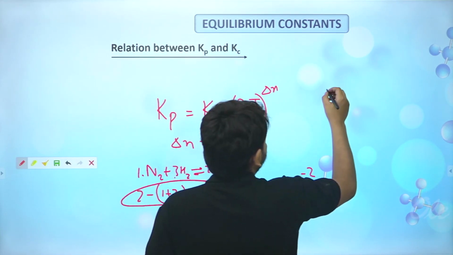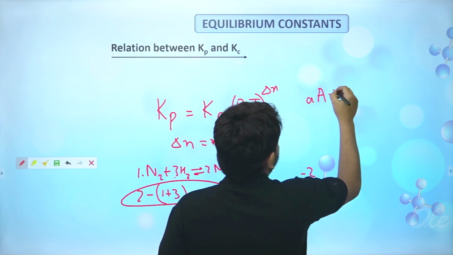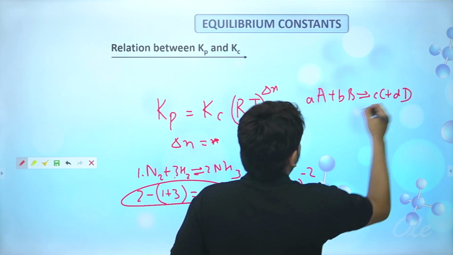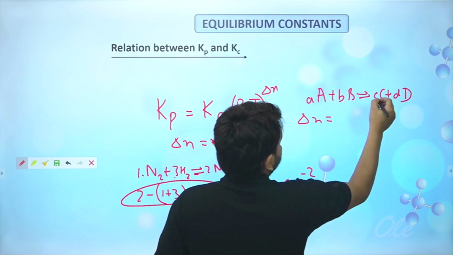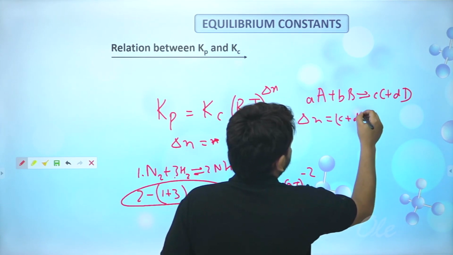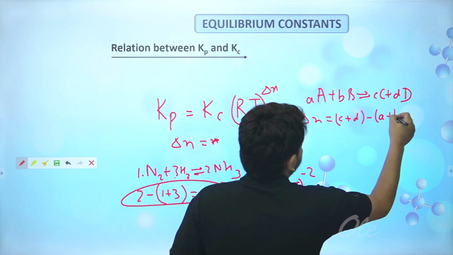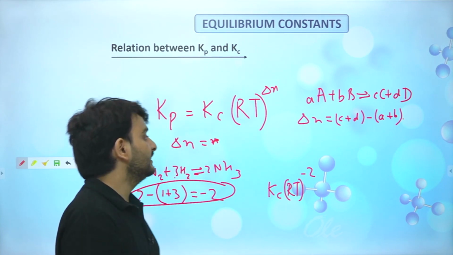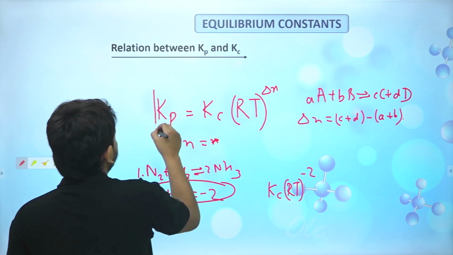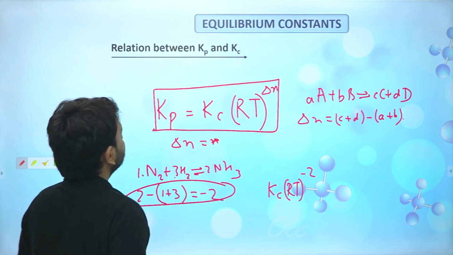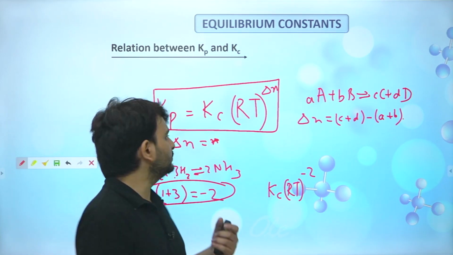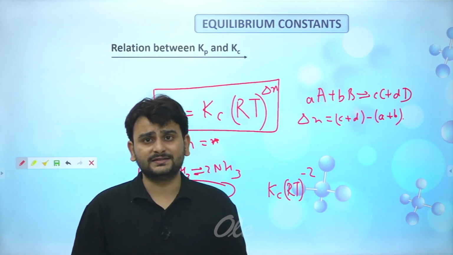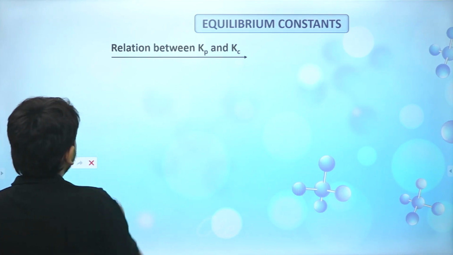If we have a general reaction, let's say aA plus bB forming cC plus dD, and we have to find out delta n, it will simply be small c plus small d minus small a plus small b. The product side minus the reactant side, the sum of stoichiometric coefficients. I hope you've understood this, guys, and please remember this relation. It is very relevant, and very simple also. You can very easily remember this. All right, let's move on now.